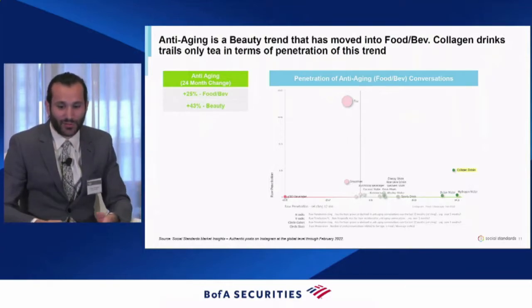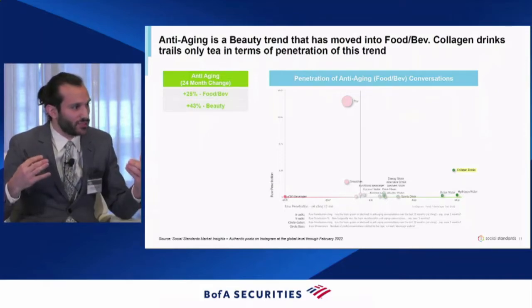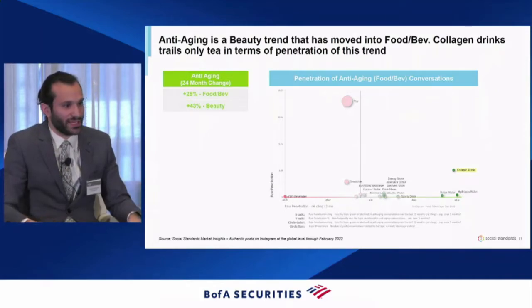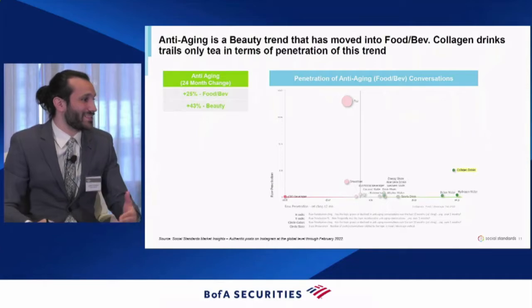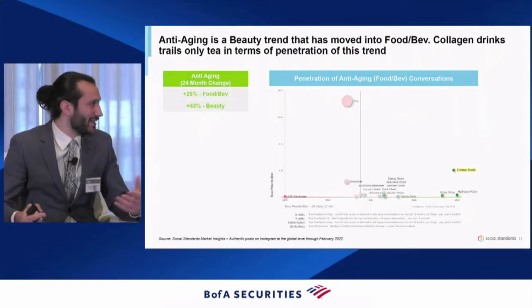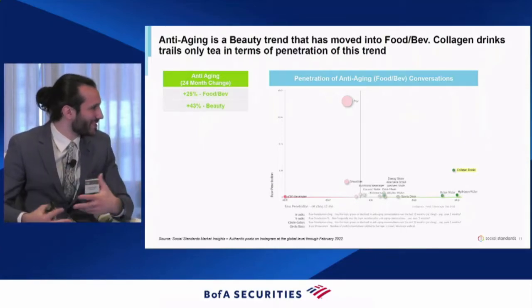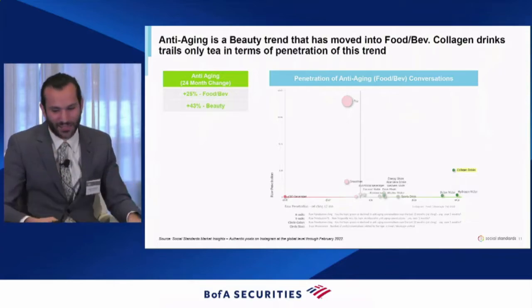And here what we're looking at is which food and beverage products are most often mentioned on the y-axis alongside anti-aging. And then the x-axis is taking into account year-over-year change. Collagen drinks on this list is only number 2 to the tea space. And if you think about tea, it's got like wellness tea. There's lots of different segments, huge, huge category. Collagen drinks is number 2 here, and it's growing fast year over year.